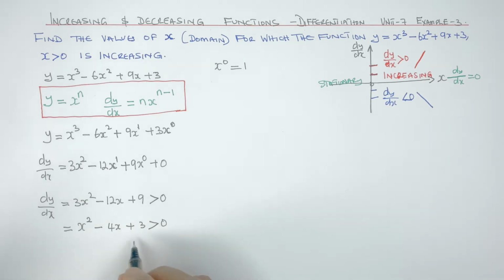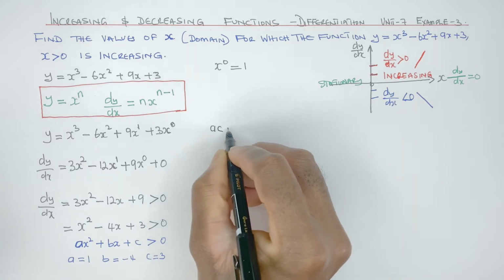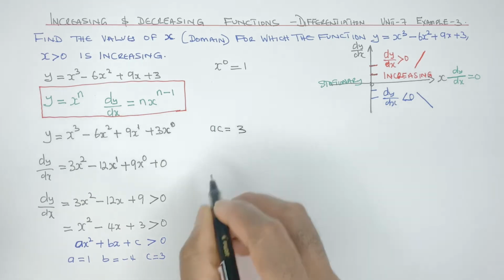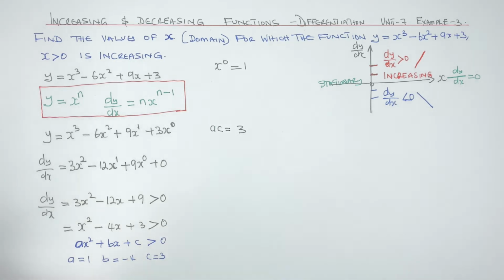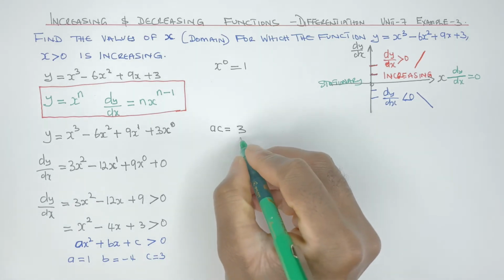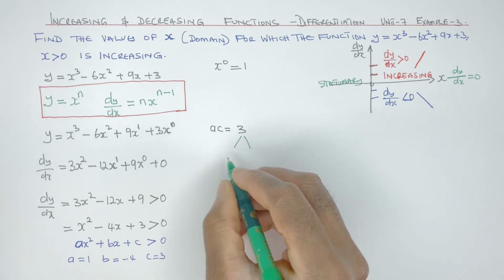So we need to factorize this. That reminds me of a quadratic, which is ax squared plus bx plus c, in this case greater than 0, where a equals 1, b equals minus 4, and c equals 3. So I want to find AC, and AC equals 3 because 1 times 3 is 3. I need two numbers I can multiply together to get 3.